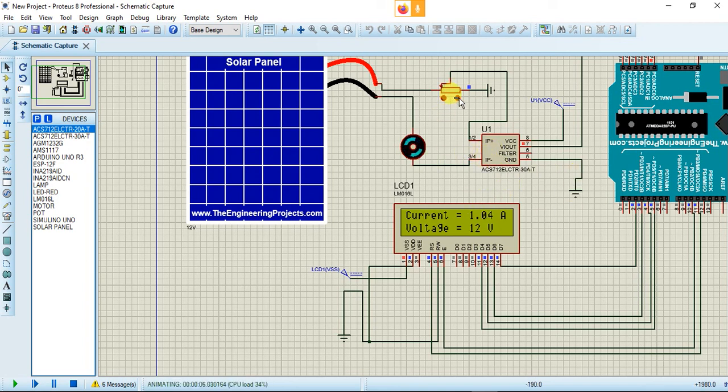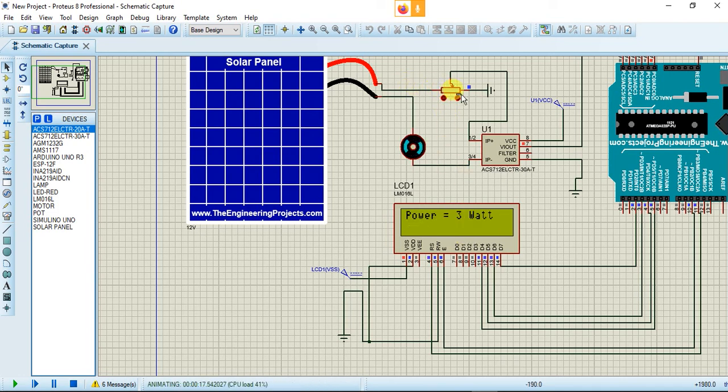If we change the variable resistance of the potentiometer, then we can see that the voltage is now reduced to 9 volt and the power is 5 watt, which was previously 12 volt and 12 watt. If we increase the resistance more, the voltage will reduce and the power will also reduce.